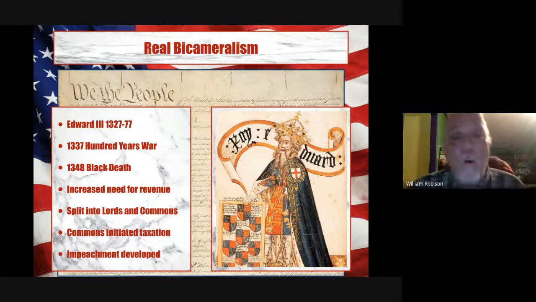They also, late in his reign, developed a political procedure that we've gotten quite familiar with in the last 20 years, and that is impeachment. They impeached some of Edward's officials for not carrying on in a particularly honest way. Now, could they do that? Well, yes, they did. It worked, and it became part of the tradition.